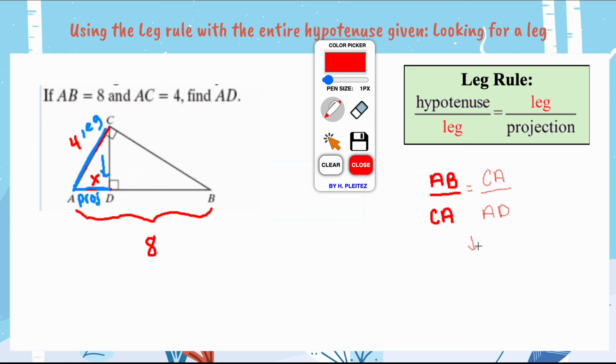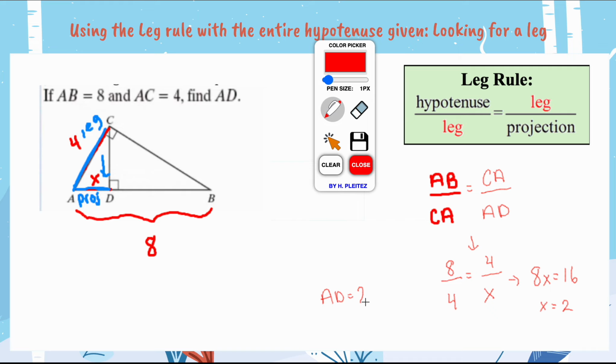Now if we substitute numbers into here, we would get 8 over 4 equals 4 over x. Now if we cross multiply, we will get that 8x equals 16, and we can divide by 8 on both sides to get that x is equal to 2. So here, we know that AD is equal to 2.